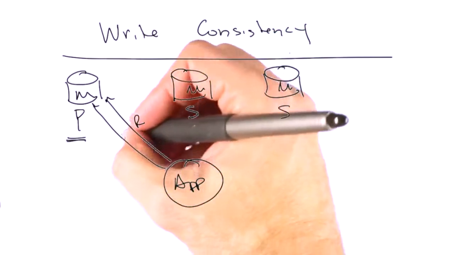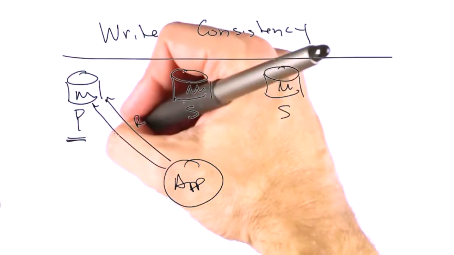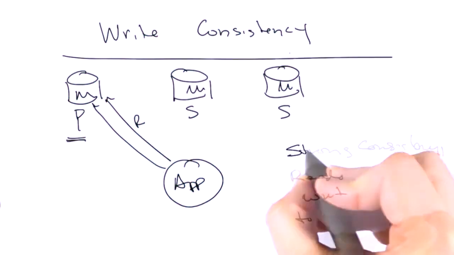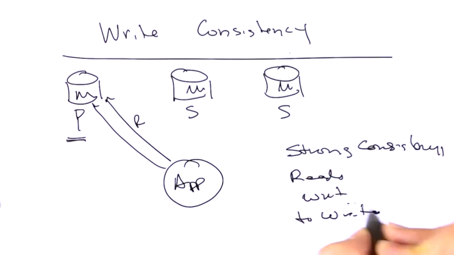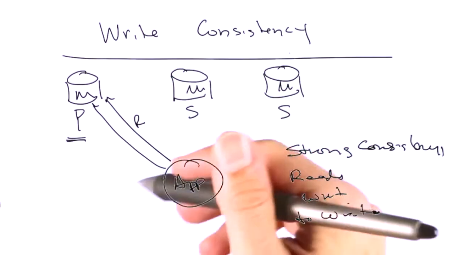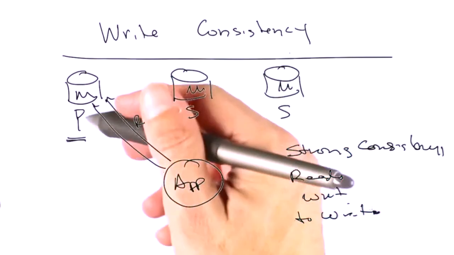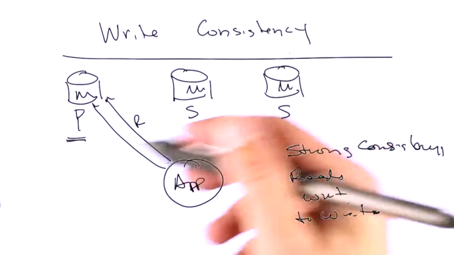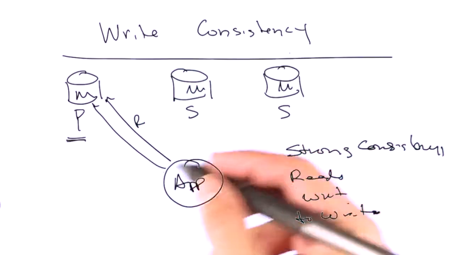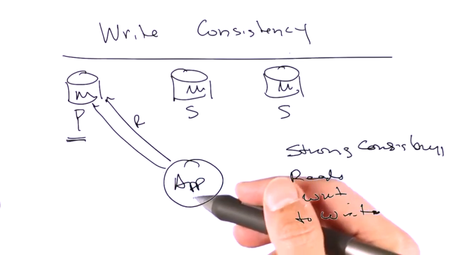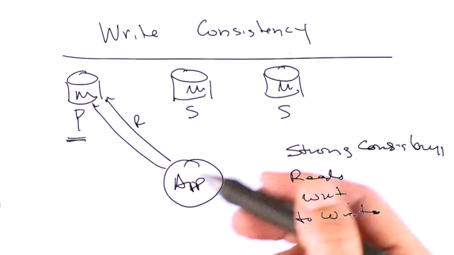But if you allow the writes to go into the primary, then you get strong consistency of reads with respect to writes. And what this means, among other things, is that you won't read stale data. If you write something, you'll be able to read it. And other application servers that read it will also be able to read what you wrote after you wrote it, provided that you waited for the write to complete through journaling.